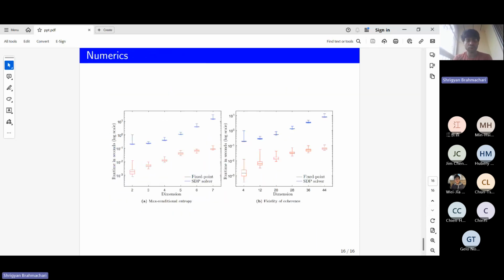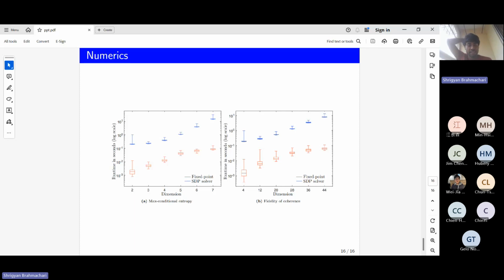So I just want to show you some numerics. I considered two of these problems: the max conditional entropy and the fidelity of coherence. We compared how our algorithm does to the semi-definite program suggested by Mark Wilde. You can just look at the means, and the x-axis is the dimension of the problem, where the quantum state is a two qubit state.